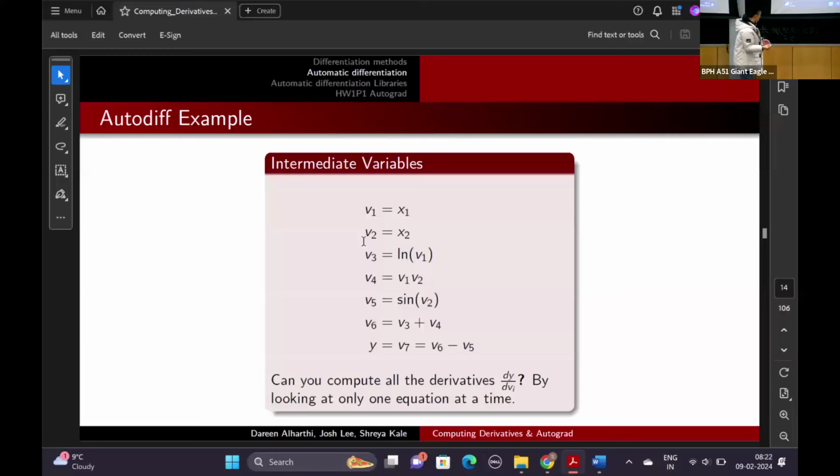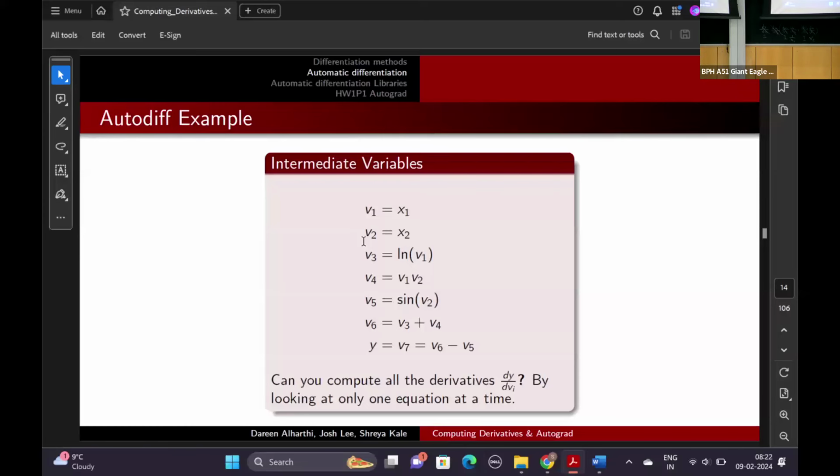All right. So what is dv6 dv4? That's 1. And dv4 dx1? That's v2. So basically we have the answer that we want. It's this plus this.